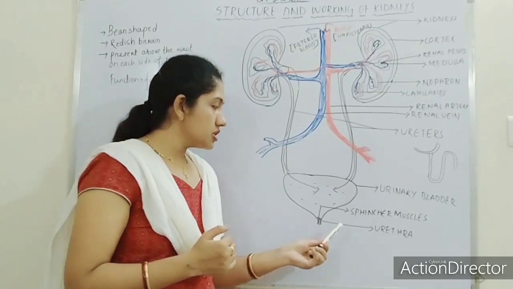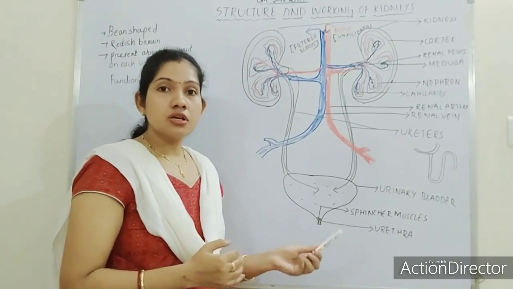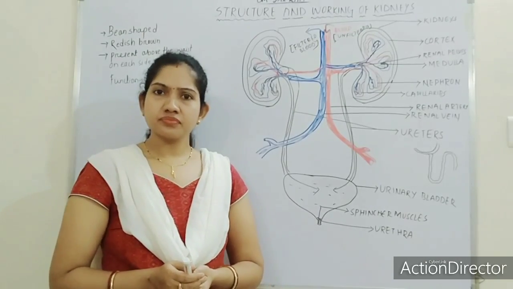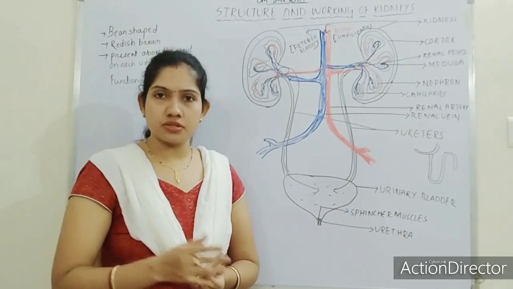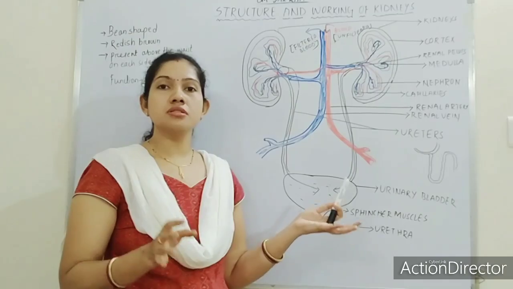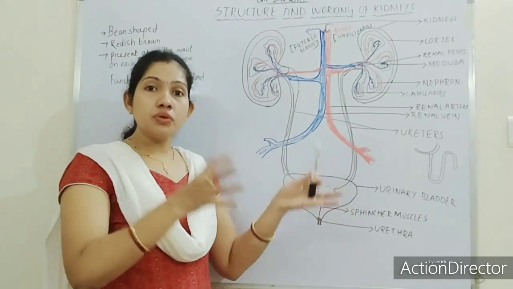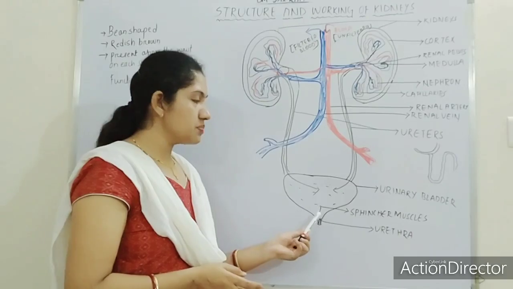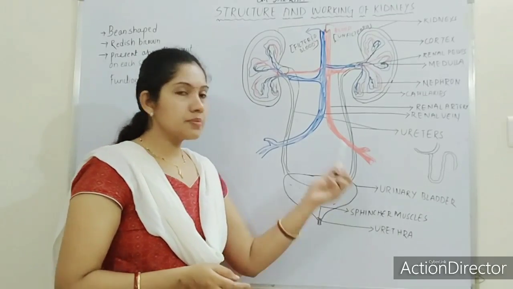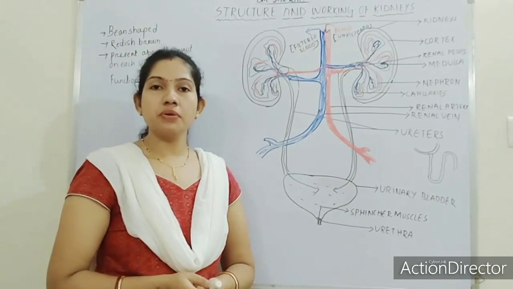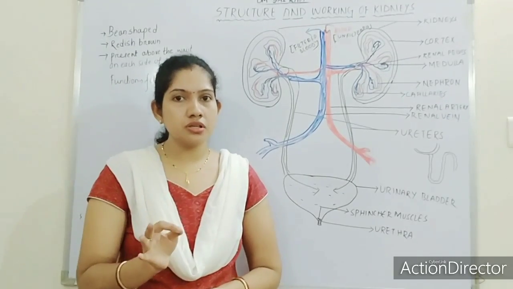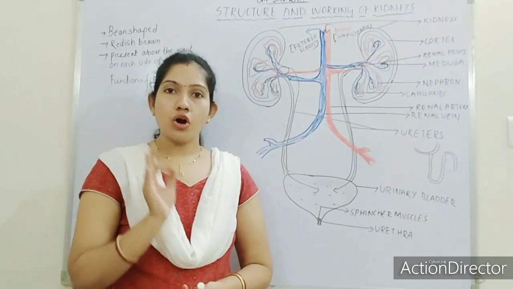Urination is a process by which urine can be thrown out of the body. Or we can also call it micturition. Micturition or urination is a process by which urine can be removed from our body with the help of the sphincter muscles present in the urethra, or in the opening of the urinary bladder. Got it? So this is all about the structure and function of the kidney.